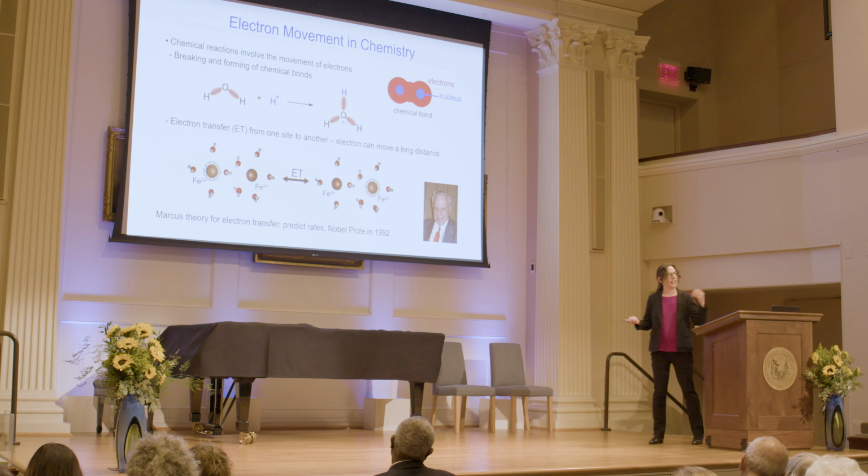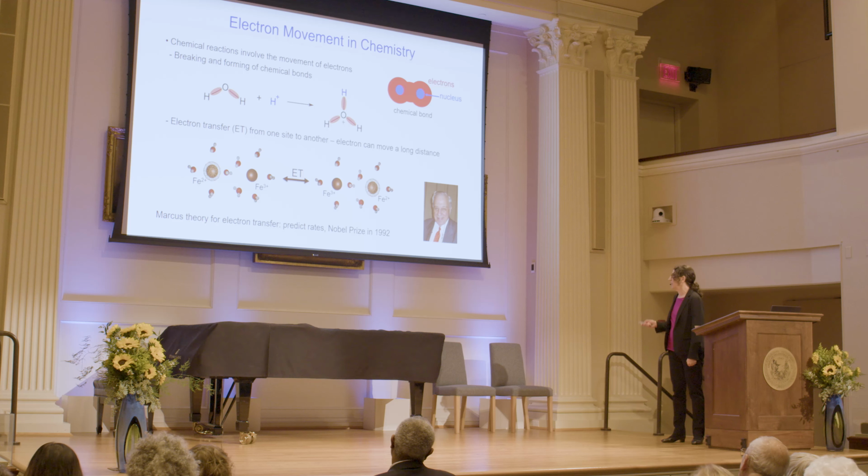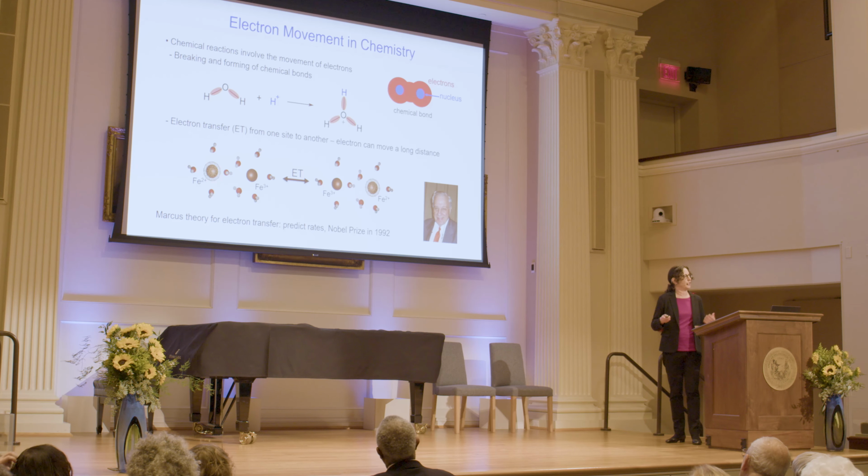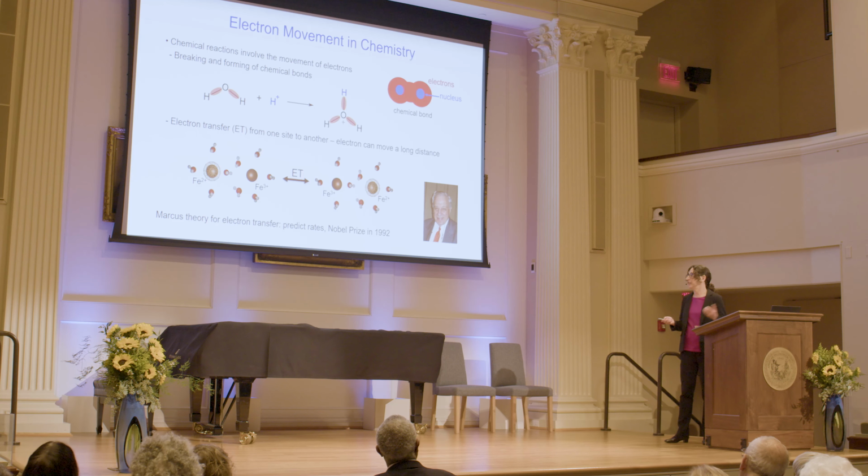All right, and Jackie already mentioned Rudy Marcus, who developed a theory for electron transfer that allows us to predict the rates. And he did this back in the 1950s, and then he won a Nobel Prize in 1992.